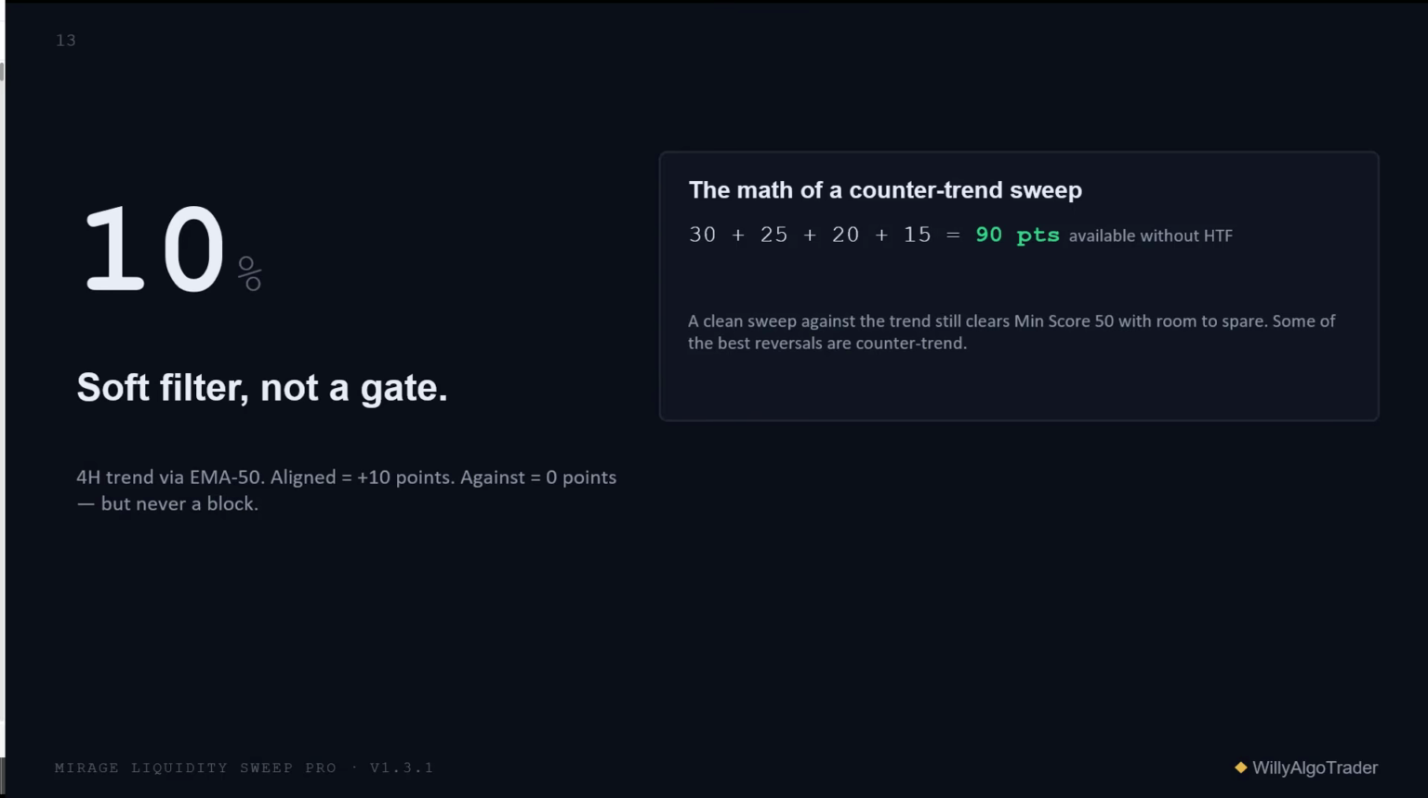One thing I want to be straight about: the higher time frame bias is a soft filter, only 10% of the score, pulled from confirmed prior bar values, so it never repaints. It nudges quality, it does not hard block anything. A clean counter trend sweep can still fire because some of the best reversals happen against the bigger trend.